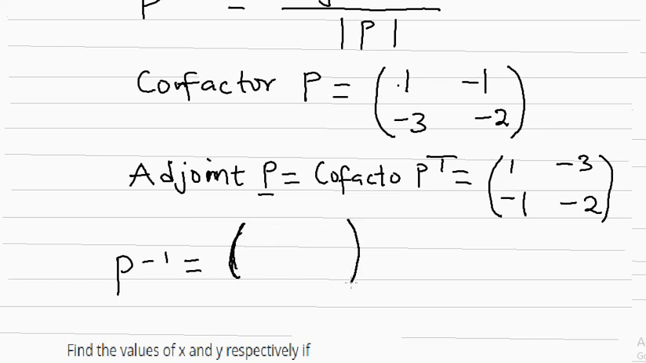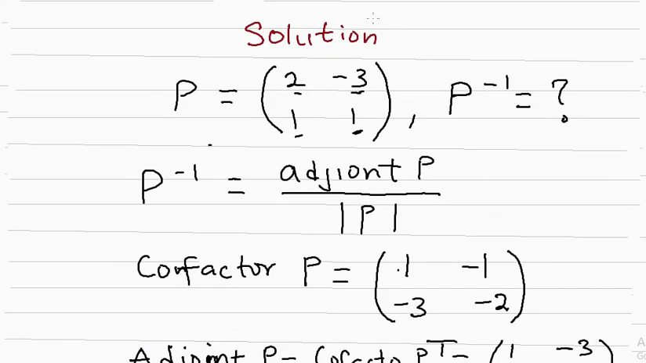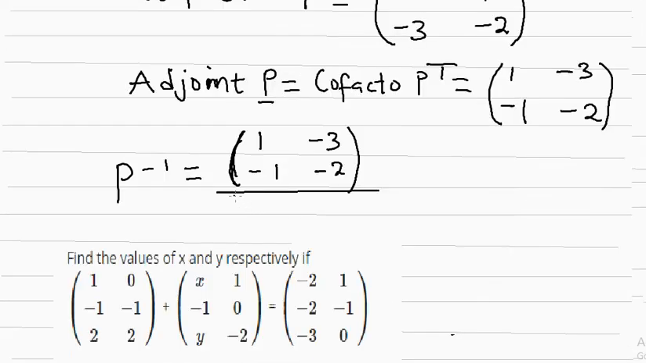All right, the adjoint, which of course is 1 minus 3 minus 1, then minus 2, then of course divided by the determinant. Of course, you know how we find the determinant of the matrix. The determinant of this matrix is simply going to be 1 times 2, then minus 1 times minus 3. Okay, so 1 times 2 is 2, minus into minus 3.